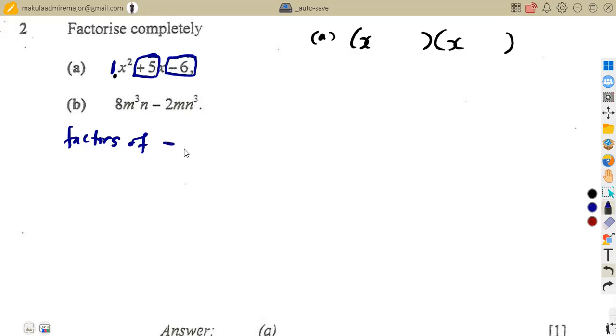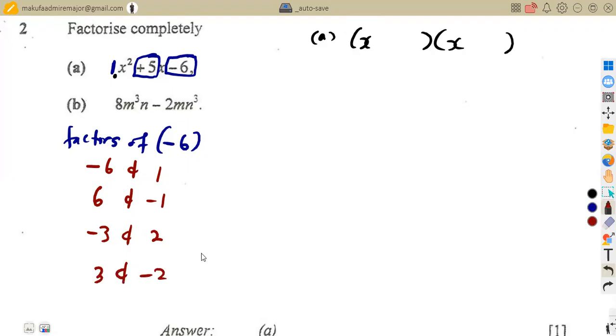The factors of negative 6. What are the factors of negative 6? These are the ones that you are considering. We've got negative 6 and 1. We've got 6, change this to a negative. We've got negative 3 and 2. Change this to a negative, because 1 is supposed to be a negative. We've got 3 and negative 2.